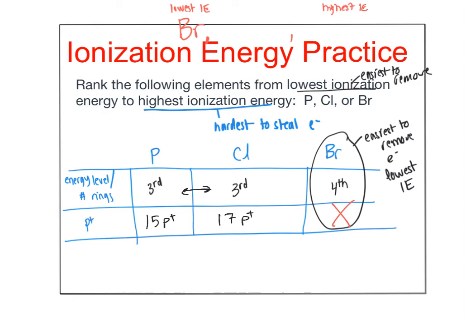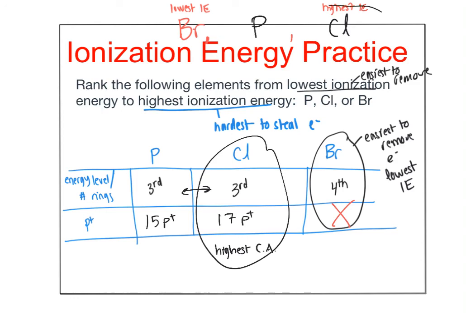So now let's see, well, if we're looking for the highest ionization energy, the one that's hardest to steal from, that's going to be the one with the highest Coulombic attraction. Or you could say the smallest one, same thing. Chlorine is going to be the hardest to steal from because it has more protons. So that's going to be chlorine, and then phosphorus will go in the middle. So my final answer is right up there. Hopefully this helps.